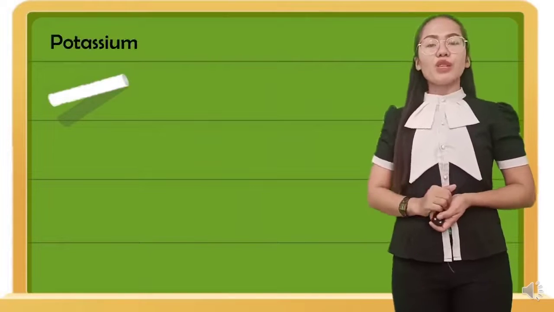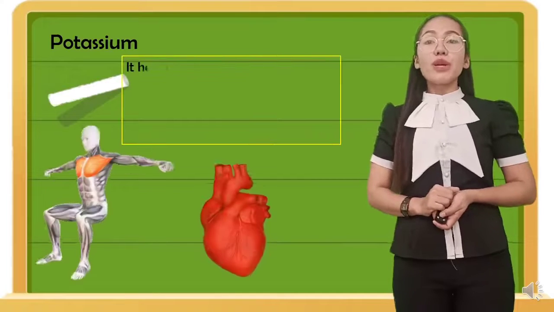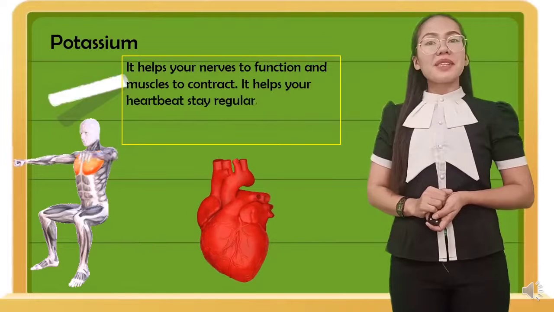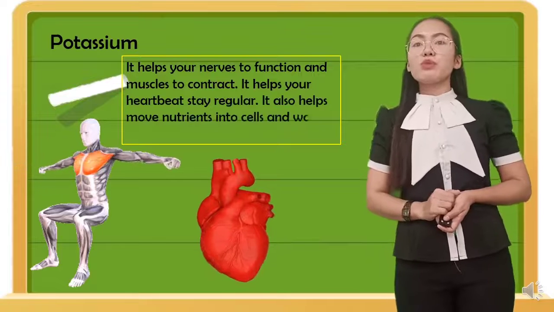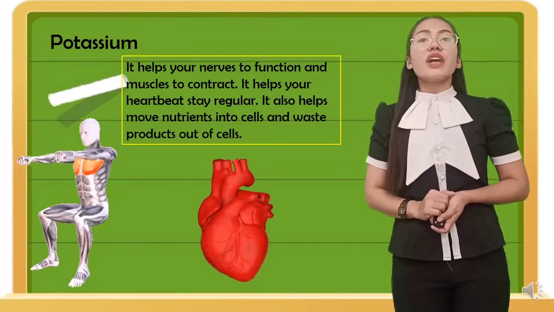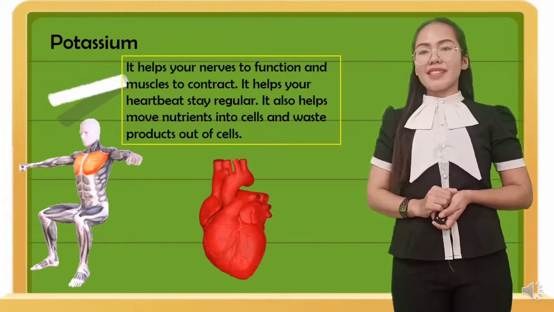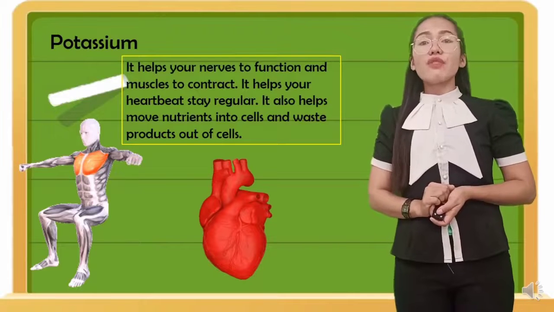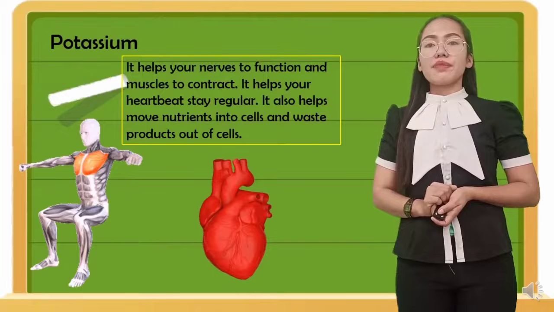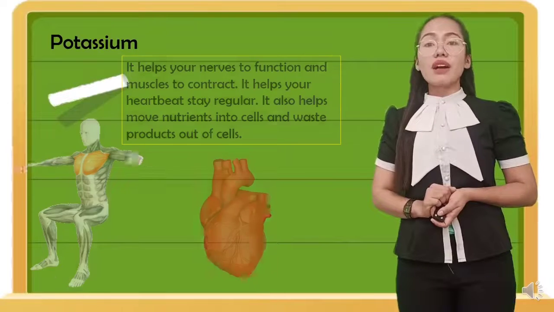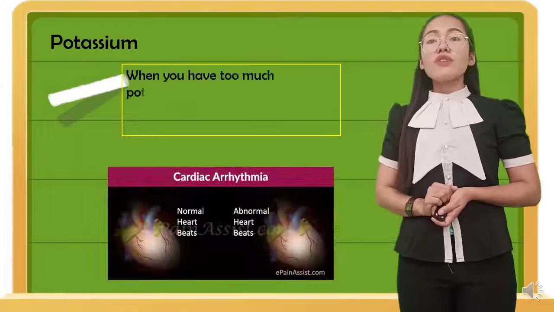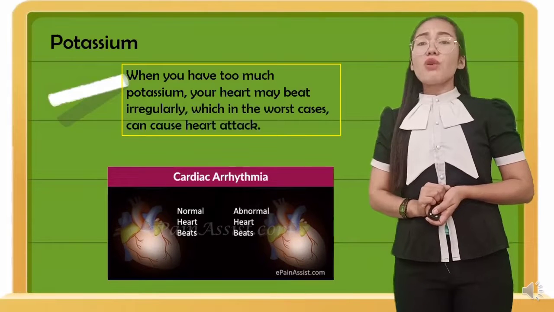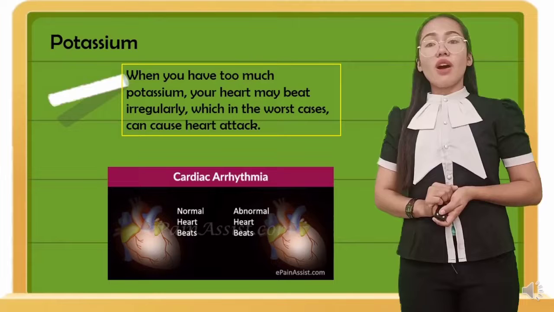The last one is potassium. Potassium helps our nerves to function and muscles to contract. It also helps our heartbeat stay regular. It also helps move nutrients into the cells and waste products out of the cells. Potassium, when taken in an improper way, can have an adverse effect in our body. Potassium affects the way our heart muscles work. When you have too much potassium, your heart may beat irregularly, which in the worst case scenario can cause heart attack.